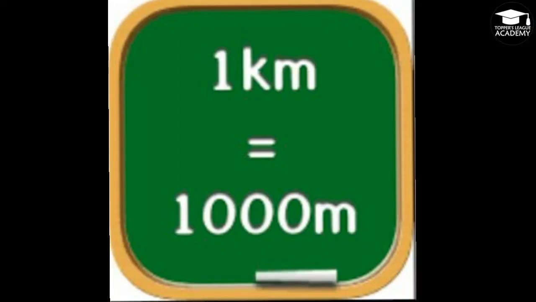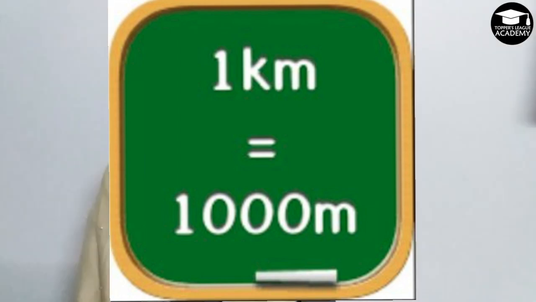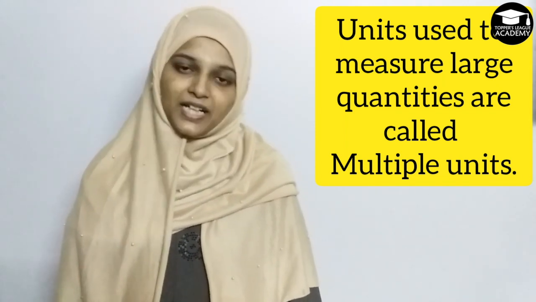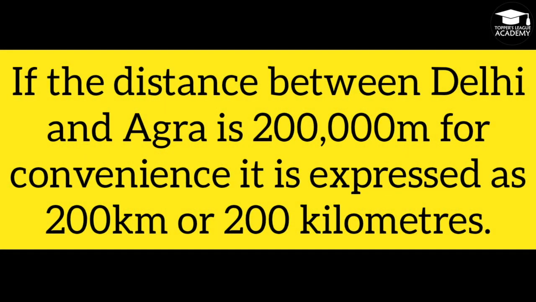To measure the distance between two far-off cities, say Delhi to Mumbai, measurement was not only difficult but also very inconvenient. Hence, we use a bigger unit, the kilometer. 1 kilometer is equal to 1000 meters. Units used to measure large quantities are called multiple units. Have a look at this example. If the distance between Delhi and Agra is 200,000 meters, for convenience it is expressed as 200 kilometers.